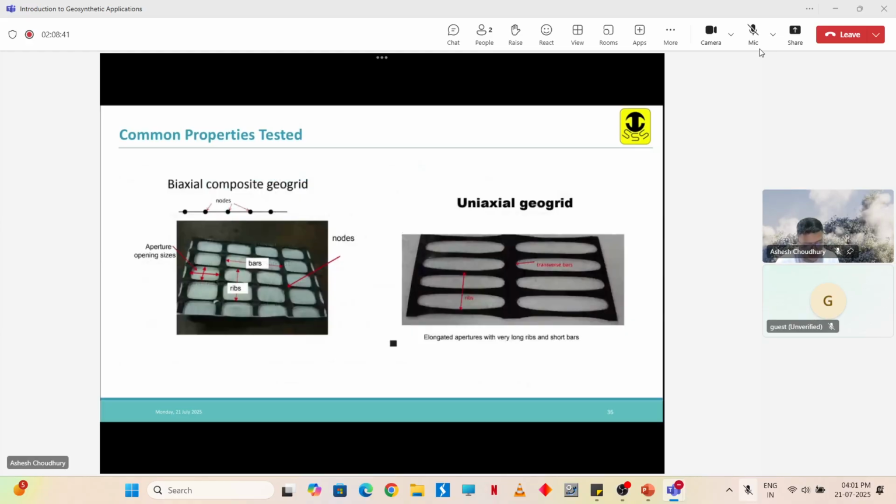So these are two types of geogrids that are there: biaxial composite geogrids and the uniaxial geogrids. Okay. So these are the repeating sizes, these are the ribs, these are the bars. Okay.